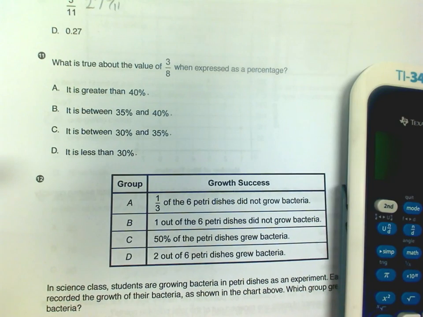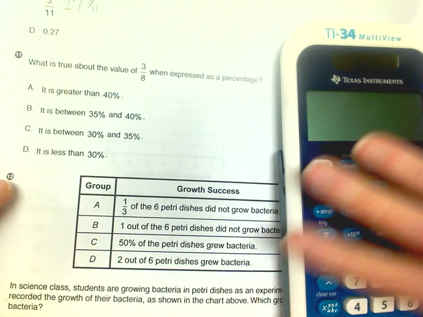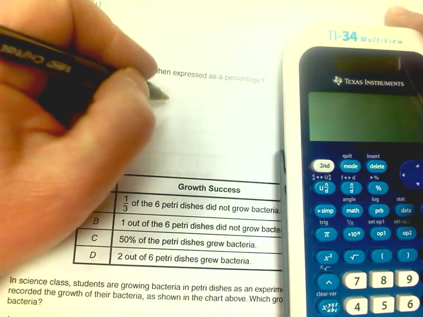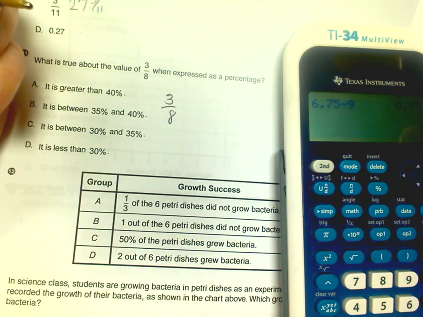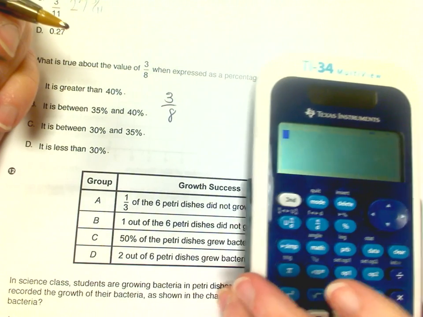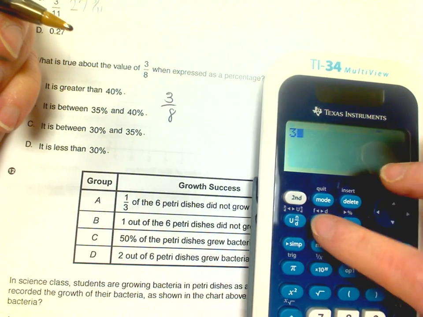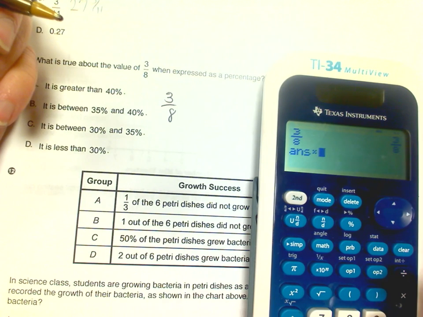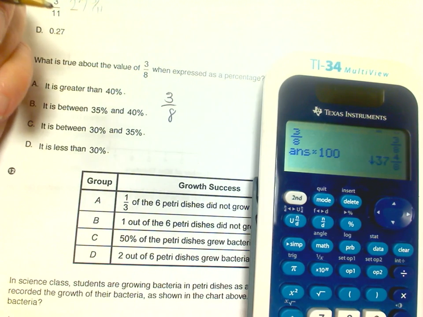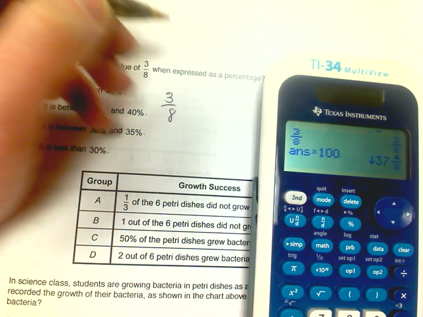First of all, to express any fraction as a percent, we simply can multiply it by 100. So looking at my calculator, I could say 3/8, enter that to lock it in, times 100 is 37.5%.